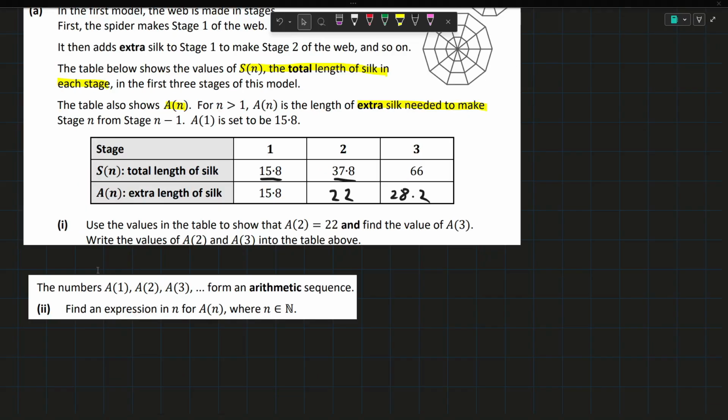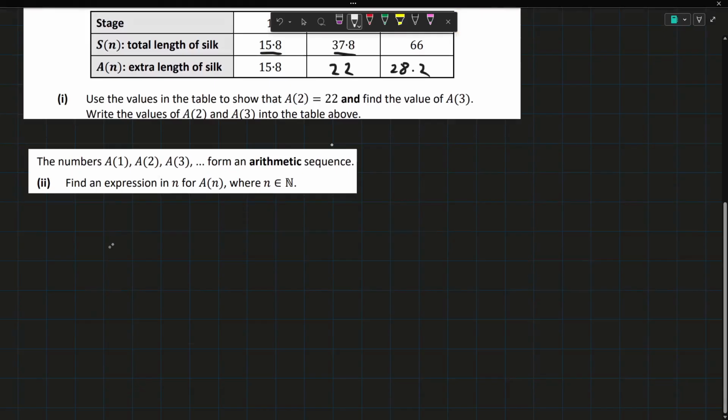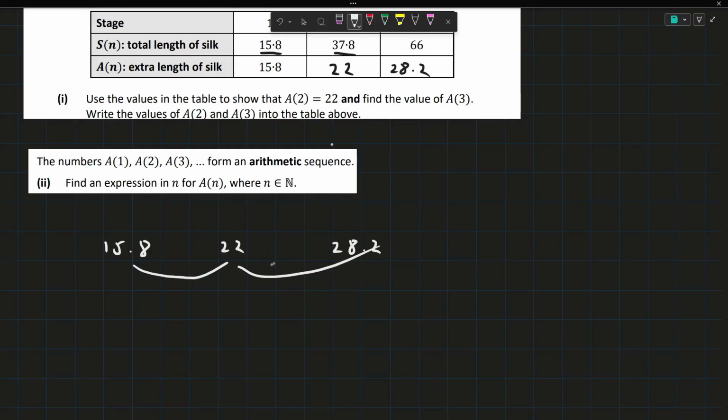Then we're told that the numbers of A form an arithmetic sequence, and to find the expression in n for A of n. So basically, if we have an arithmetic sequence, we have to figure out what the first difference is. So we have 15.8, we have 22, and we have 28.2. So if we go from 15.8 to 22, how much do we have to add on? Well, the answer is 6.2. And then to go from 22 to 28.2, we also add on 6.2. So the common difference, which we usually call D, is 6.2.